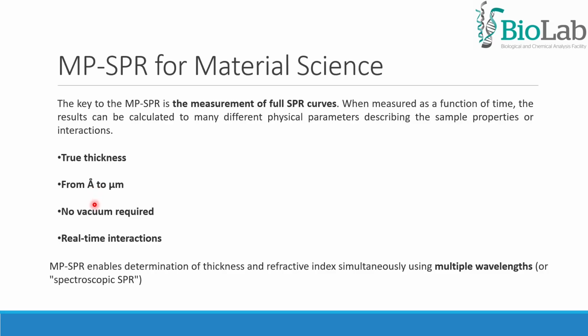The method allows measurements of samples in air, in a specific gas, humidity, or in liquid environment, so no vacuum is required. MP-SPR is a real-time method and therefore allows, for example, measurements of swelling of materials when moving from a dry to a wet environment. It also provides real-time data on material-solvent interactions.